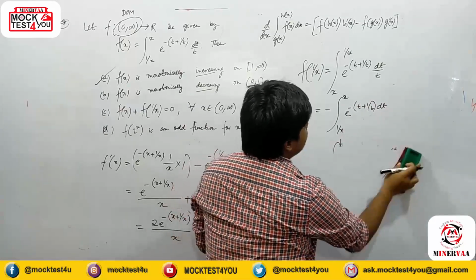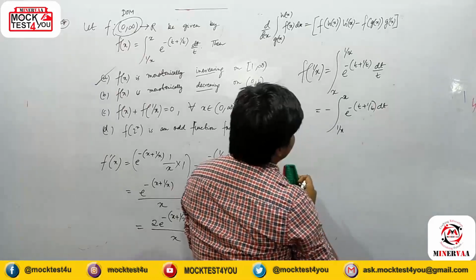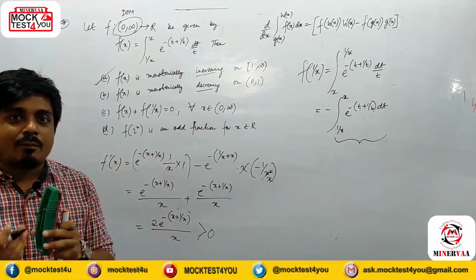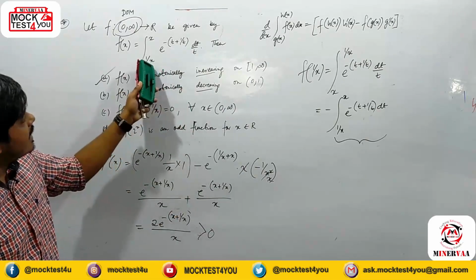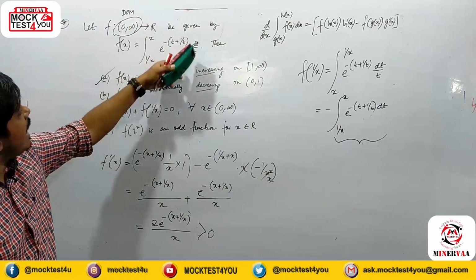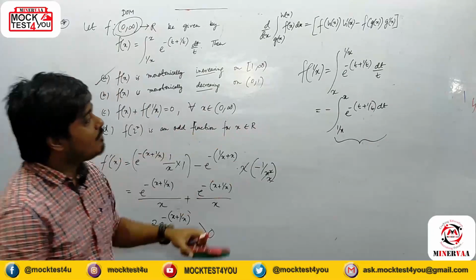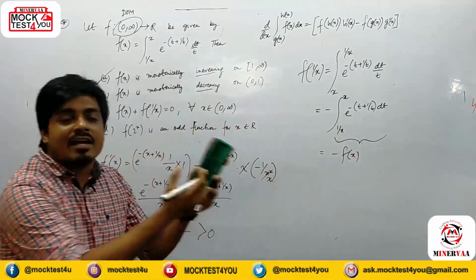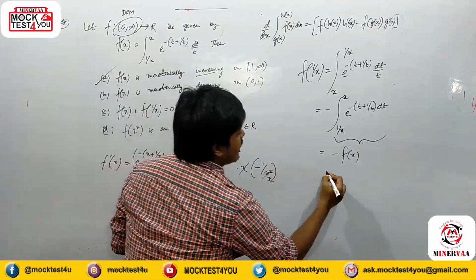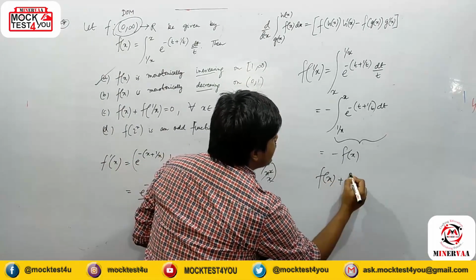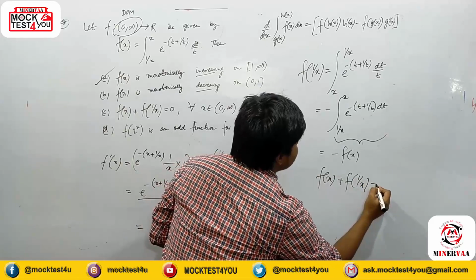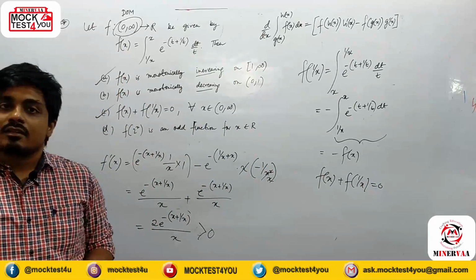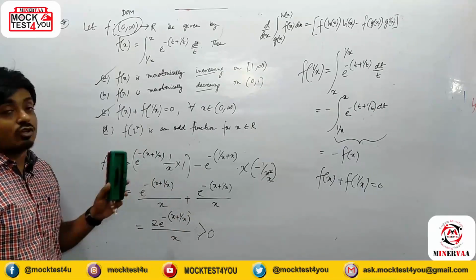Now guys, tell me, have you seen this one before? Please roll back. Yes, I have seen this one before, and that is f(x). So f(x) is equal to minus f(x). Now drag minus f(x) to the other side. What I get? f of x plus f of 1 by x is equal to 0. Right? Correct. Clear? Now the third option, fourth option.